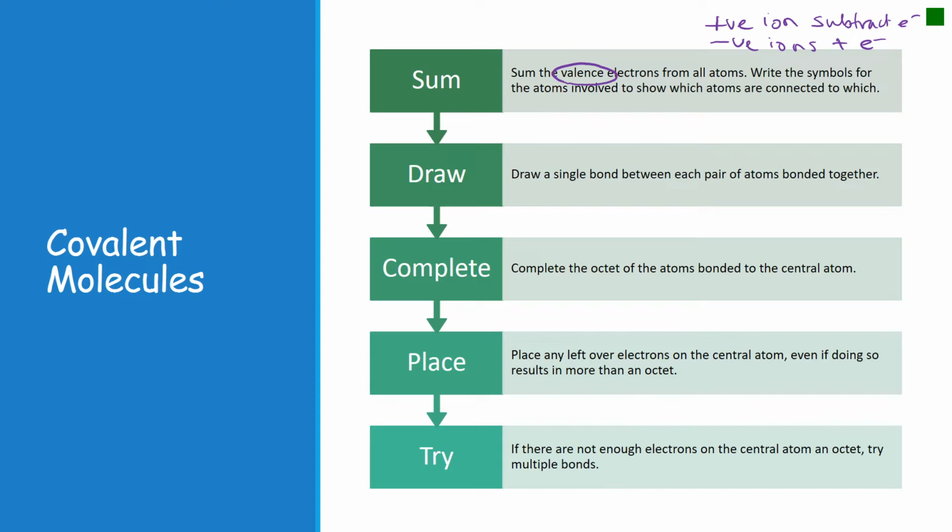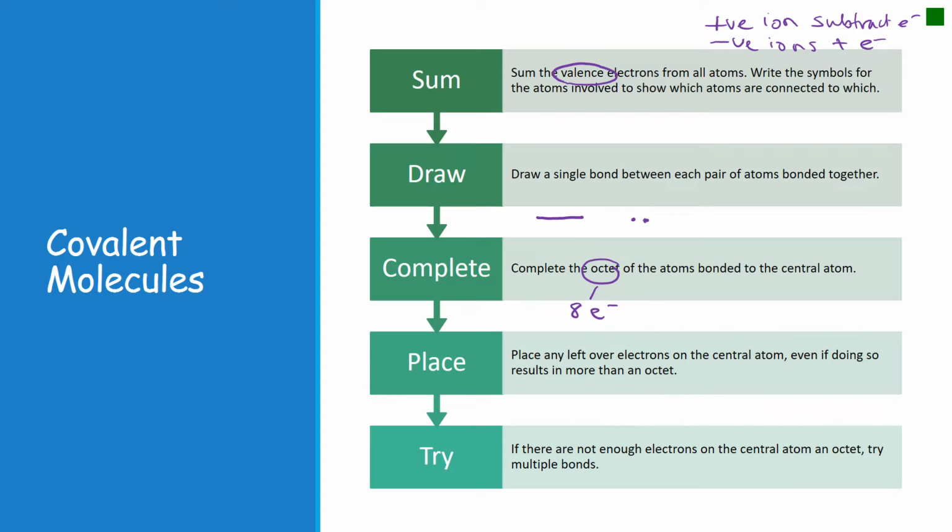You draw a single bond between atoms. Now, a single bond can be represented as a dash or 2 dots. Complete the octet. Now, octet is telling us they want 8 electrons in the outer shell. And you always start with the outer atoms and not the central. Put any leftover electrons on your central atom, even if it means it's got more than 8.